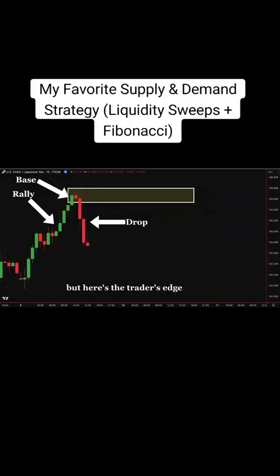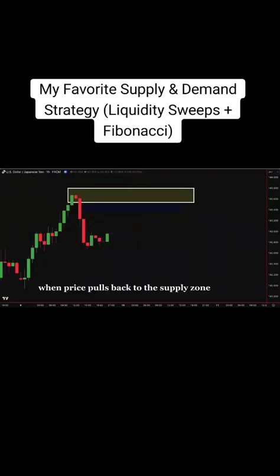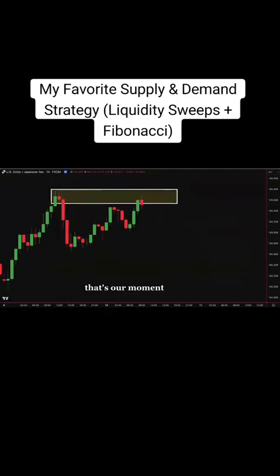But here's the trader's edge. We don't chase the drop. We wait for the retest. When price pulls back to the supply zone, that's our moment. The institutions often step back in, and we follow, entering with precision and exiting quickly before the market fully reacts. That's how you stay ahead.